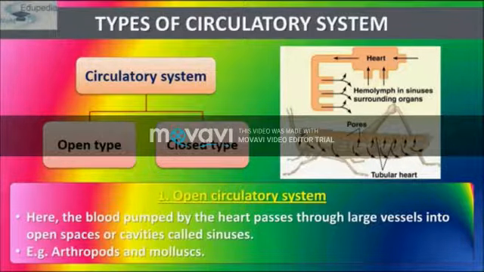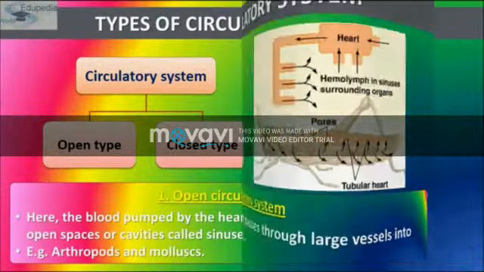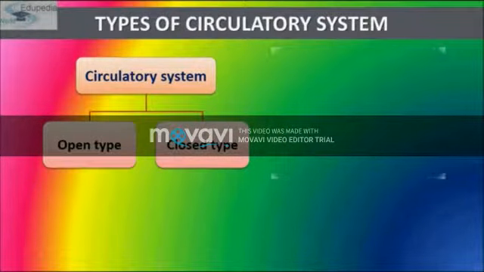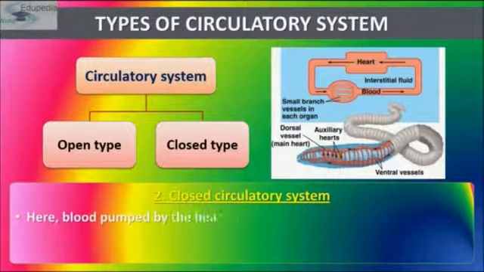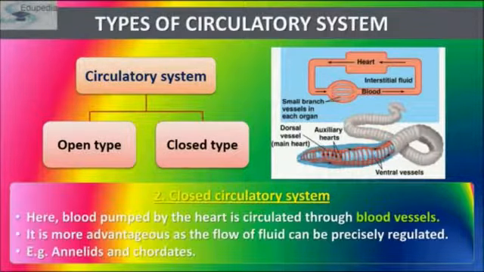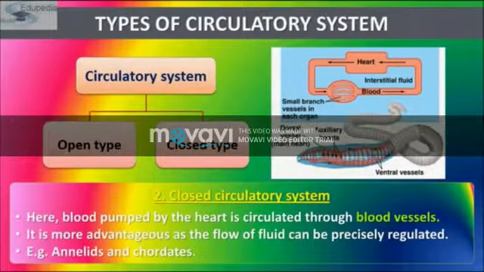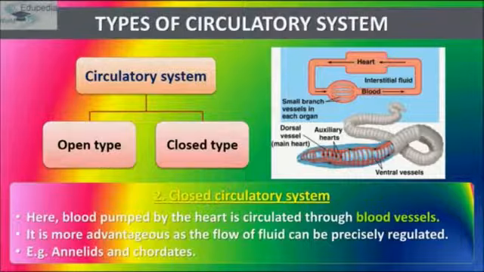Now we will study the closed type. Here, in the closed circulatory system, blood is pumped by the heart and circulated through blood vessels. It is more advantageous, more beneficial, as the flow of fluid can be precisely regulated by different blood vessels. This is the distinguishing feature of annelids and the chordates.